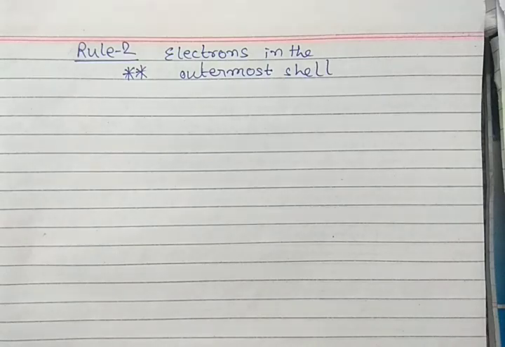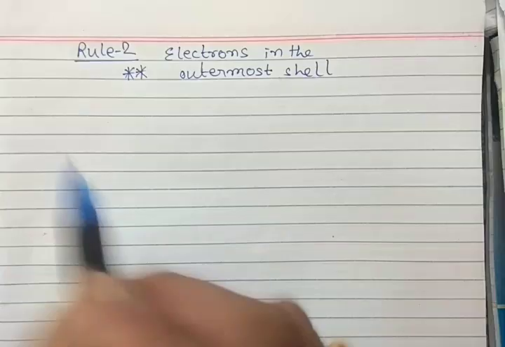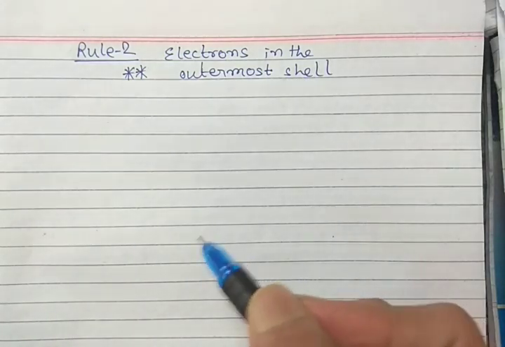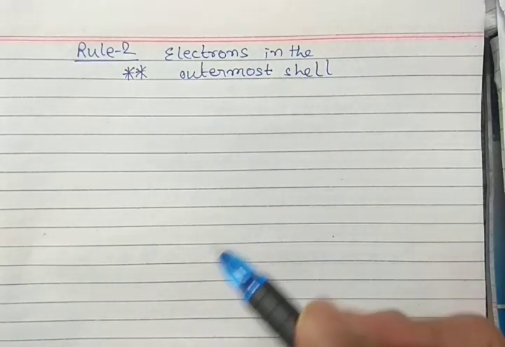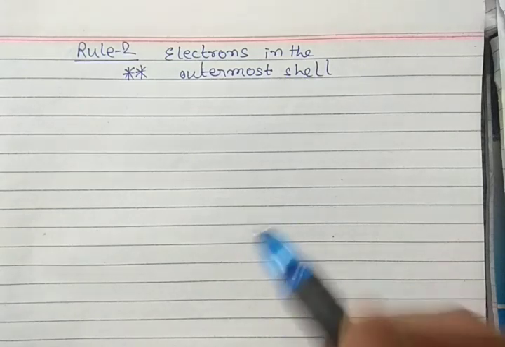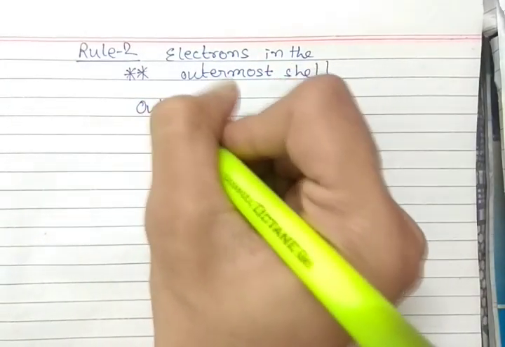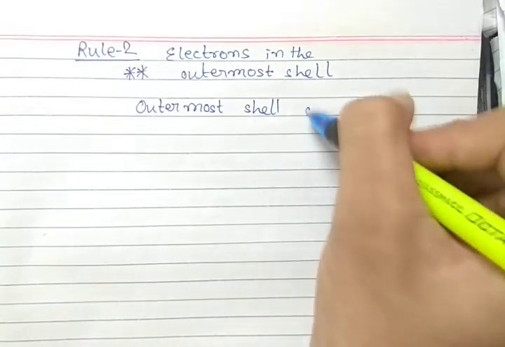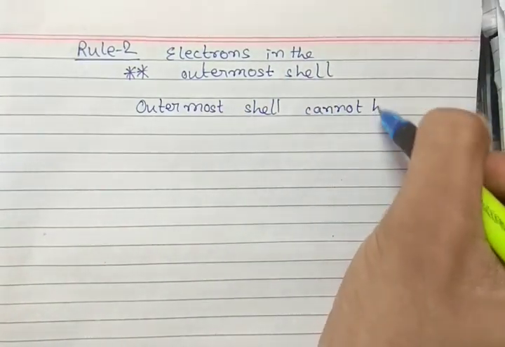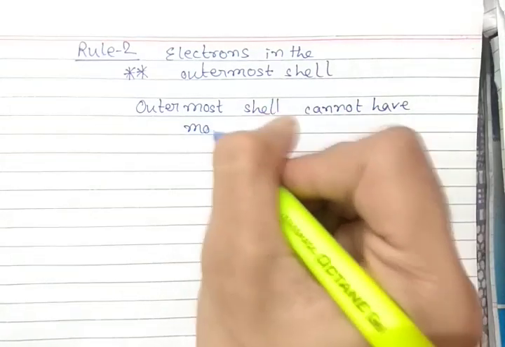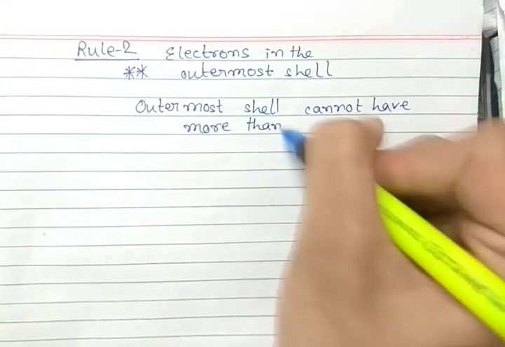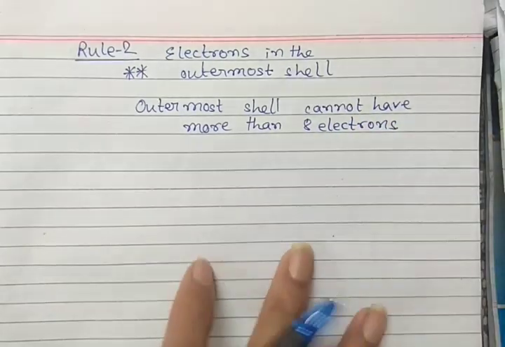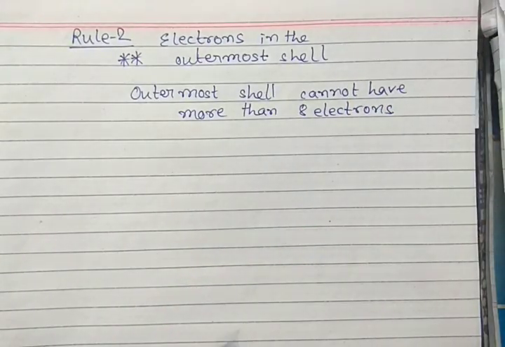Okay, how will the shell fill up electrons? It is based on rule 2. So what is rule 2? Rule 2 states that the outermost shell cannot have more than 8 electrons. Okay, this is very important. The outermost shell cannot have more than 8 electrons. Is it clear? This means outermost shell cannot have more than 8 electrons.